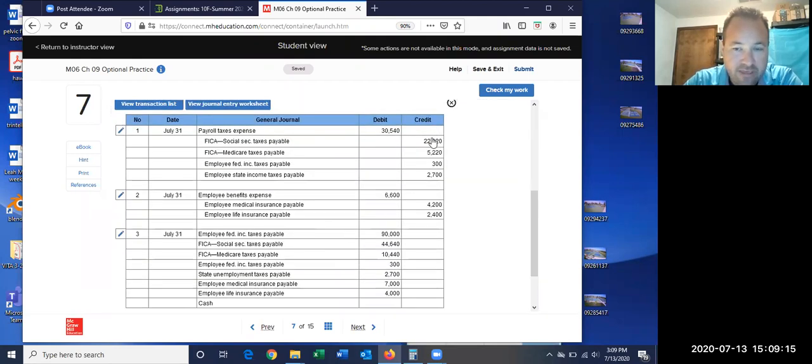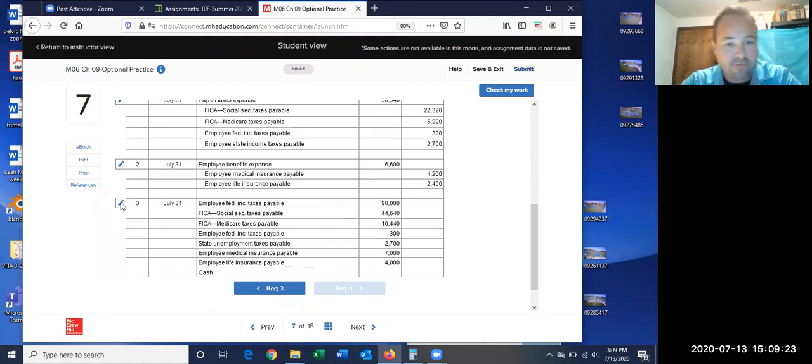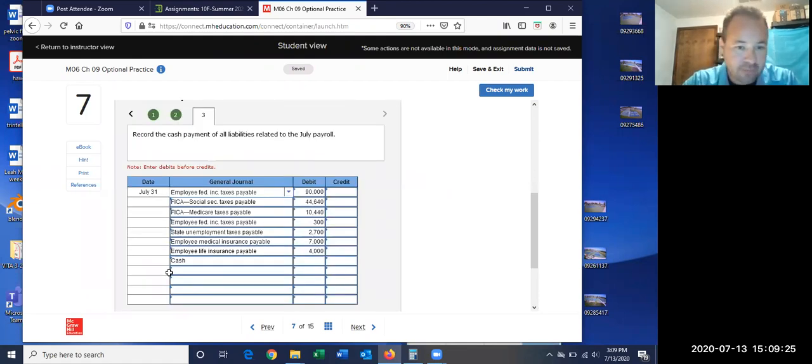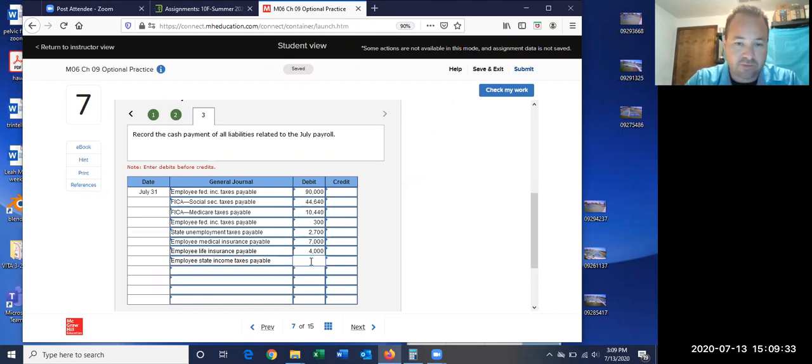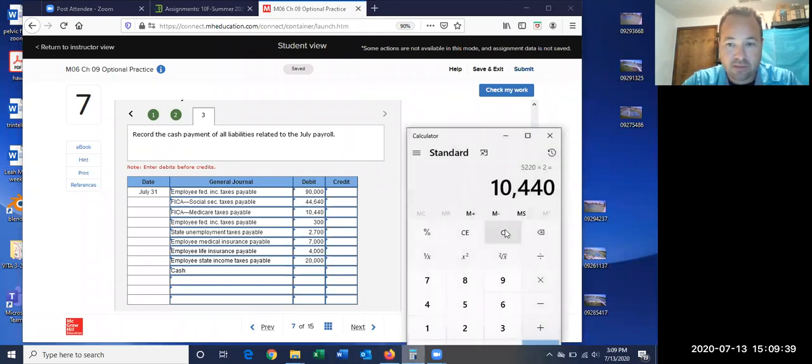And I did the FICAs again. I times them by 2. I did the unemployments. I did the medical. Okay, the only thing left that I forgot to put in, I need to bring cash down one more, is I need to do the state income tax. And that was 20,000. Now I'm ready to make payments. I simply just want to add everything together.